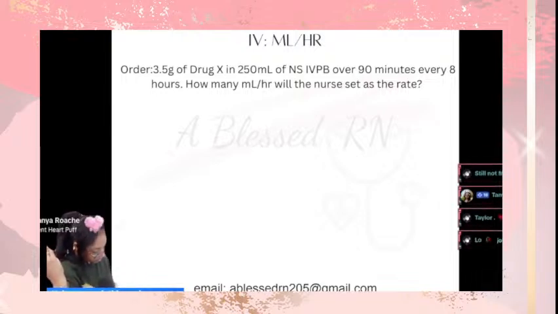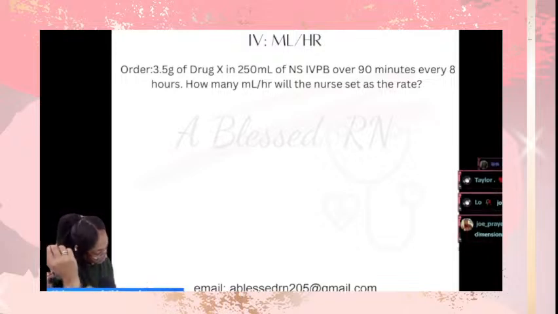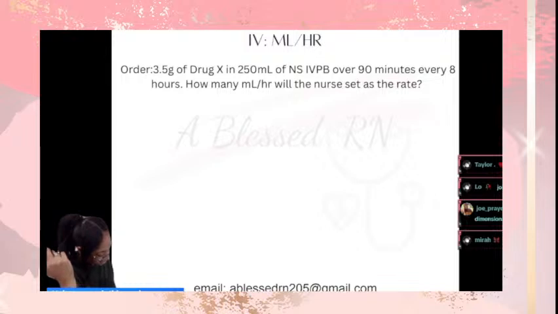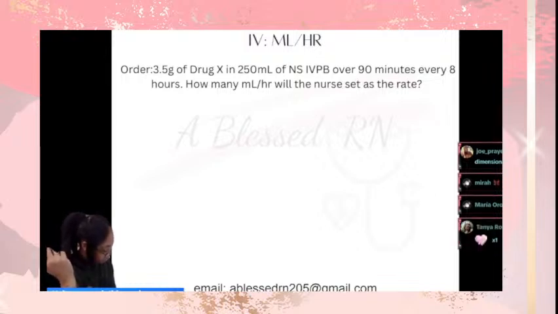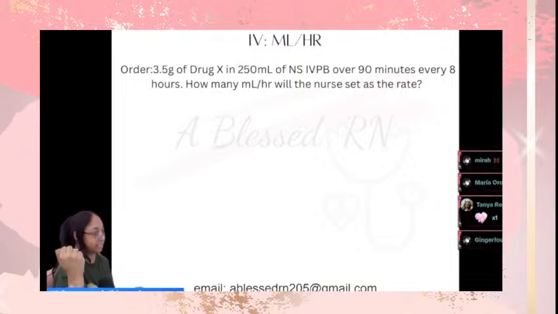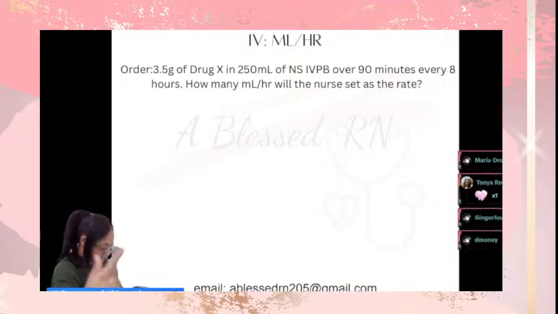Milliliters per hour. 3.5 grams of drug X in 250 mLs of normal saline IV piggyback over 90 minutes every 8 hours. How many milliliters per hour will the nurse set as the rate? So listen. This is the type of problems that I was talking about, okay?